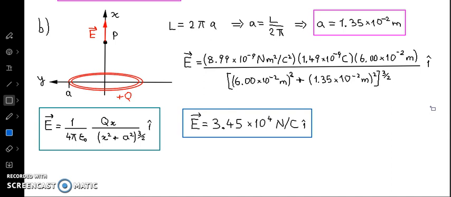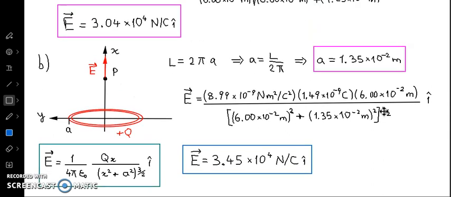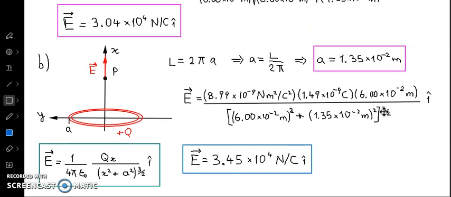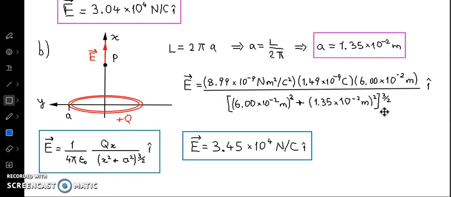Now, let's quickly compare the two values. In part A, we got 3.04 times 10 to the 4th, so this is slightly larger. When we bend the wire into a ring shape, we get a slightly larger electric field. Does it make sense? If you think about it, on average, the electric charge gets closer to point P when you bend it into a ring. So it makes sense that we get a slightly stronger electric field value at point P when we have the ring shape instead of the straight wire.